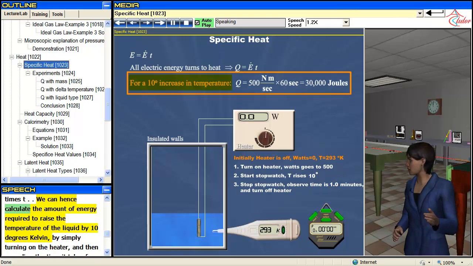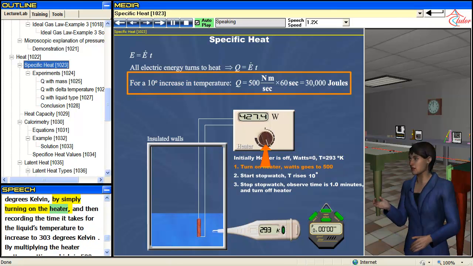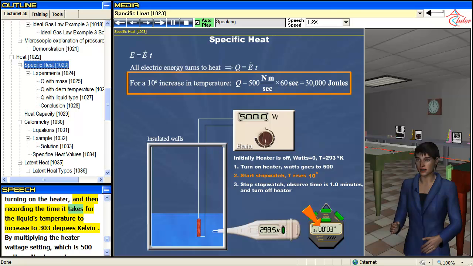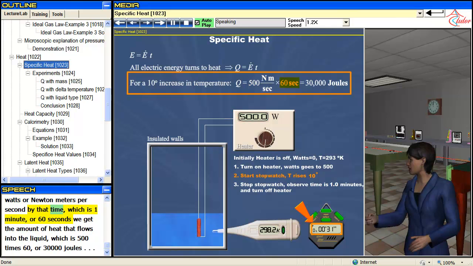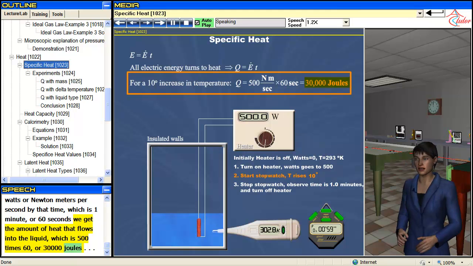We can hence calculate the amount of energy required to raise the temperature of the liquid by 10 degrees Kelvin, by simply turning on the heater, and then recording the time it takes for the liquid's temperature to increase to 303 degrees Kelvin. By multiplying the heater wattage setting, which is 500 watts or Newton meters per second, by that time, which is 1 minute, or 60 seconds, we get the amount of heat that flows into the liquid, which is 500 times 60, or 30000 joules.